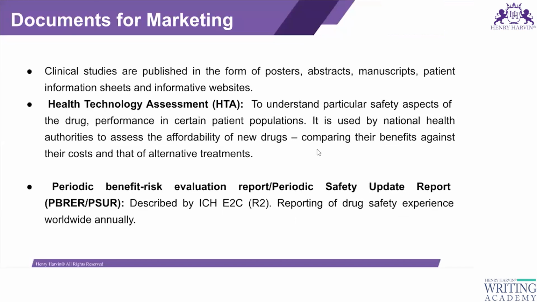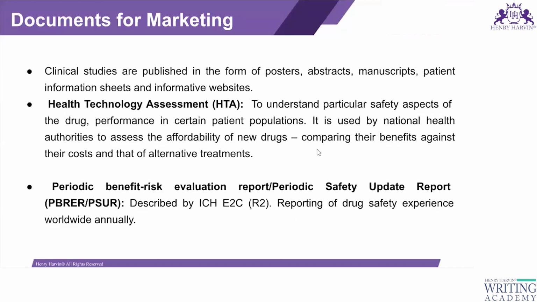Then the periodic benefit risk evaluation report or periodic safety update report. A PBRER, a periodic benefit risk evaluation report, and a PSUR are the same report. It was known initially as PSUR, and now the name has been updated to PBRER. It is described by the ICH E2C(R2) guidelines, which explain the reporting of drug safety experience worldwide annually.